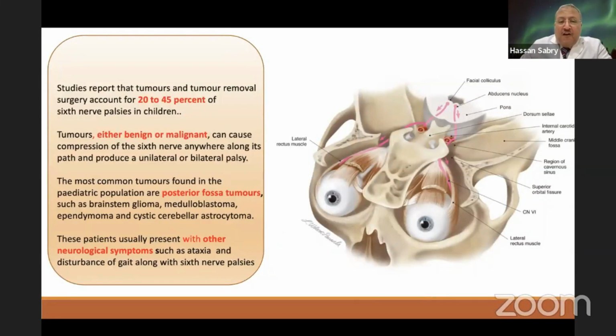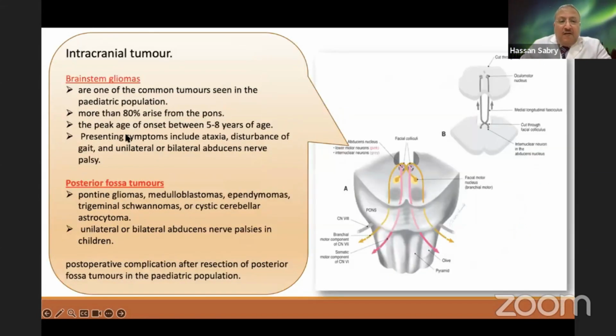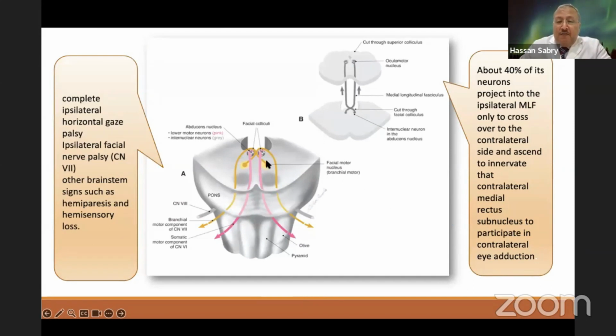Tumors account for about 20 to 45% of sixth nerve palsies in children, either the tumor itself or after surgery. Either it's a posterior fossa tumor or pontine glioma. Brainstem glioma is very common, and more than 80% arise in the pons. Onset is between 5 and 8 years of age, and presentation might also include ataxia, disturbance of gait, unilateral or bilateral abducens nerve palsy. The location is very important to consider when you examine the child for sixth nerve palsy. You have to examine him as a whole, and you definitely need a neurologist to examine him also. And as I said, if the tumor is in the pons, it might be accompanied by horizontal gaze palsy or facial nerve palsy, hemiparesis, hemisensory loss, ataxia, gait disturbance.